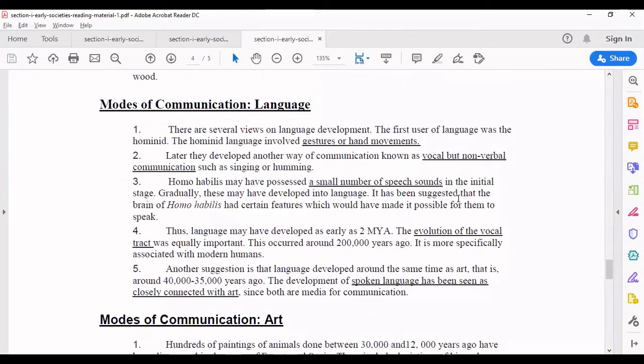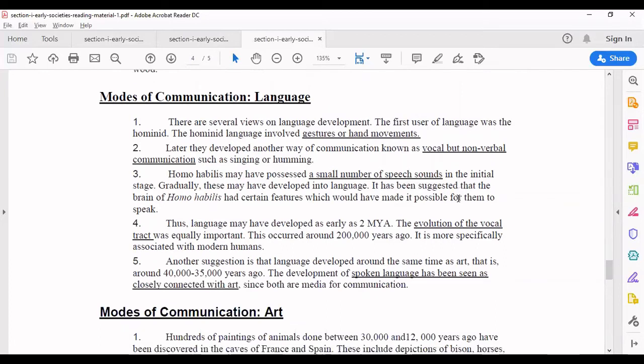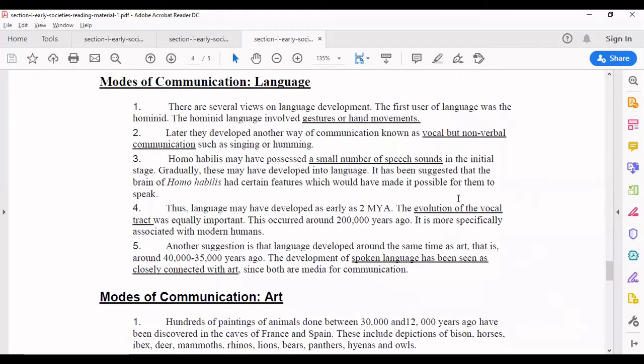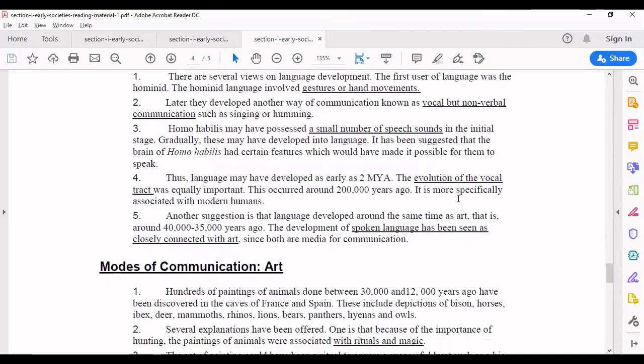Then we saw the mode of communication, the language. Now, there are many views on language development. So these are all the questions that can come: explain the mode of communication, language. There are several views on language development. The first user of language was hominid. And hominid language involved gestures or hand movements. Later, they developed another way of communication known as vocal, but non-verbal communication. It was vocal, but they did not speak. They used to sing or hum.